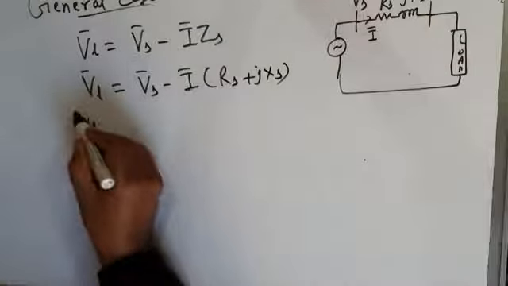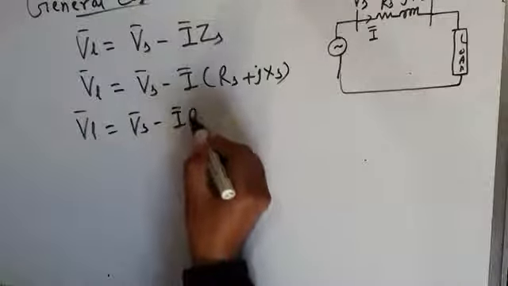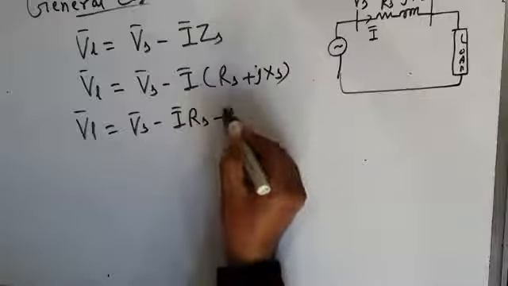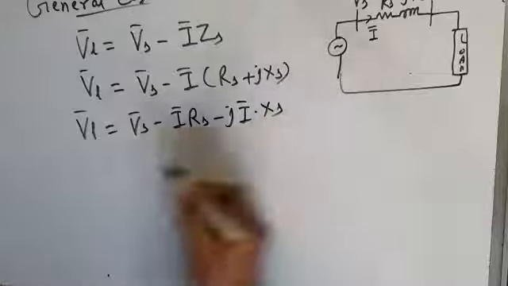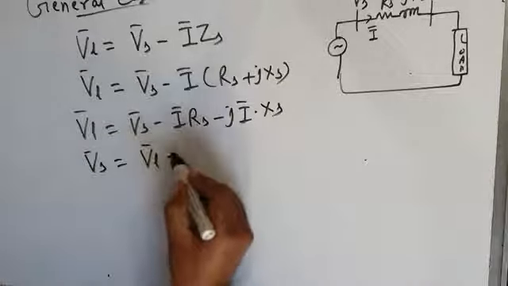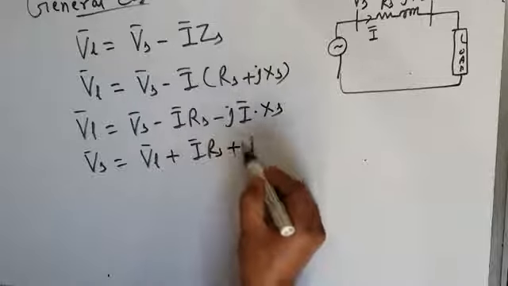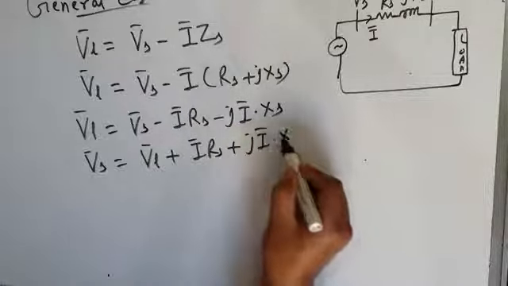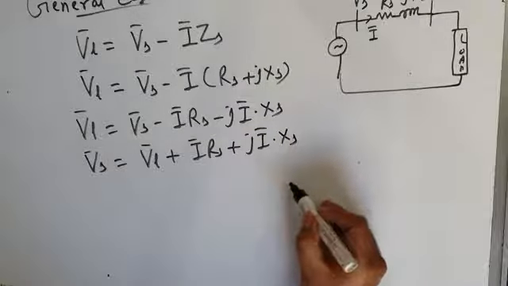Or load voltage is equal to source voltage minus the resistive voltage drop I into Rs minus j I into Xs, the reactive voltage drop. From this you can write source voltage is equal to load voltage plus resistive voltage drop plus reactive voltage drop. We can explain it with the help of phasor diagrams like this.